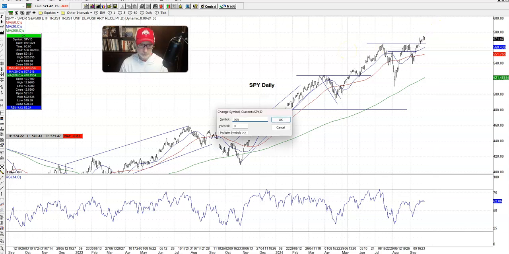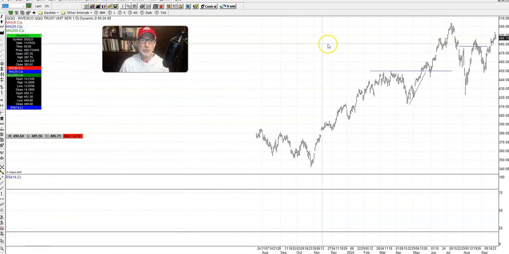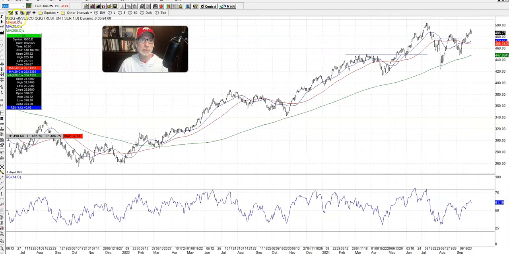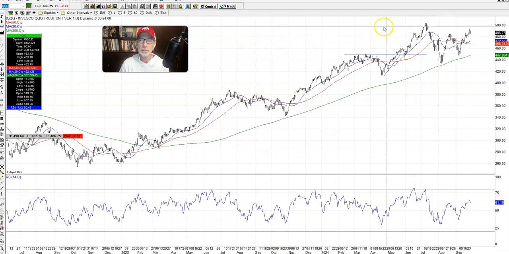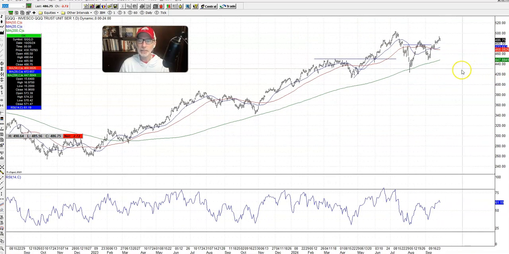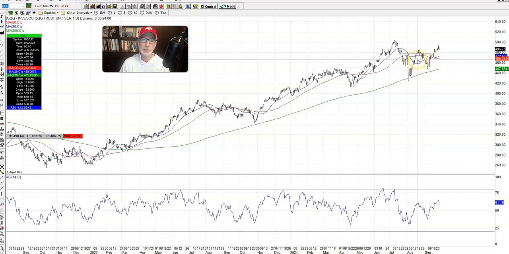Let's look at the NASDAQ. We look at the triple Qs for this. If you ever want to see what the symbol is, you can look up here in the left-hand corner, unless I have it written over here. So the NASDAQ has not made new highs yet. We know that the NASDAQ's made up of all these high-priced tech stocks, but it's certainly on its way.